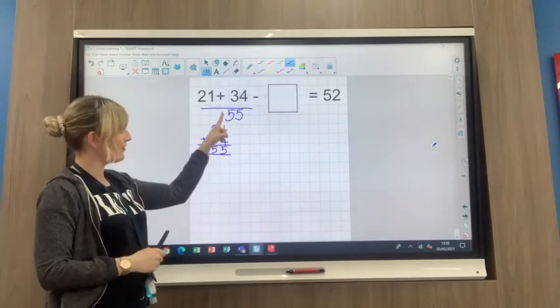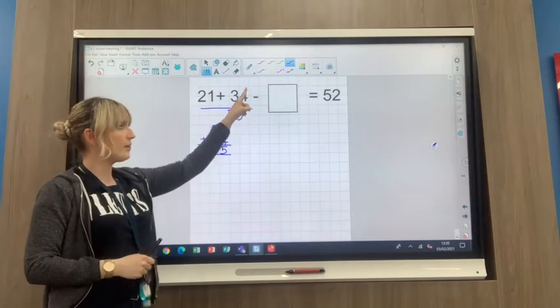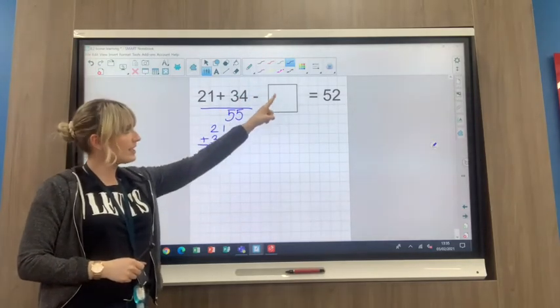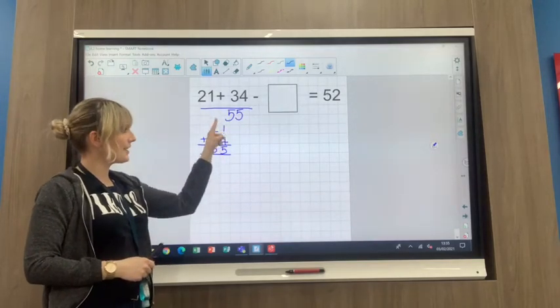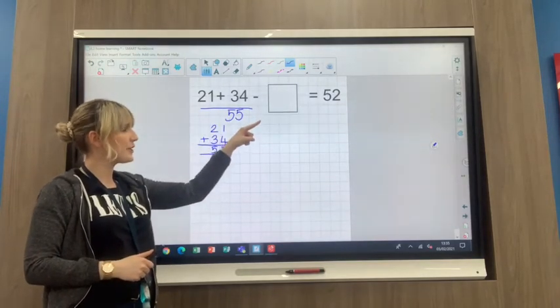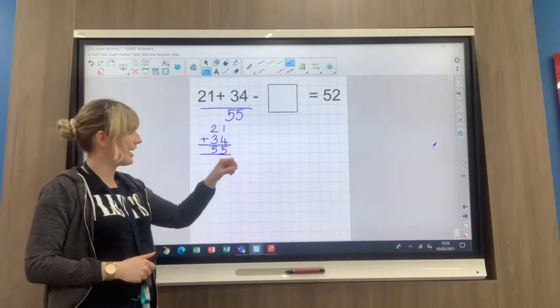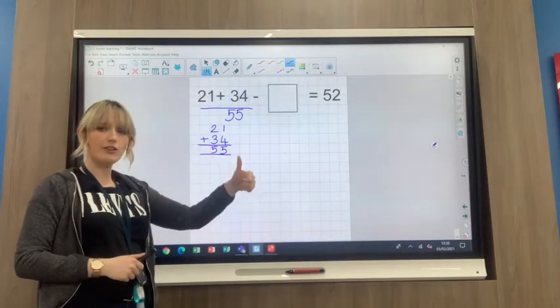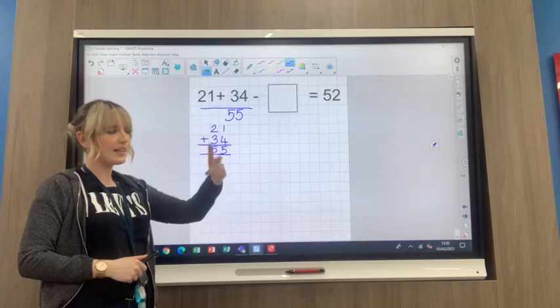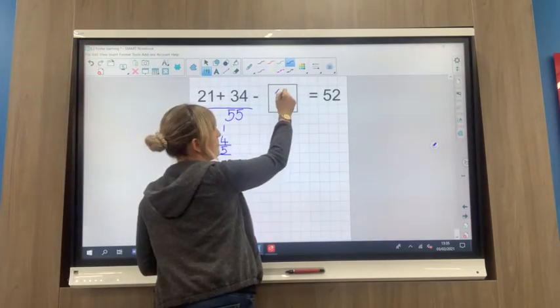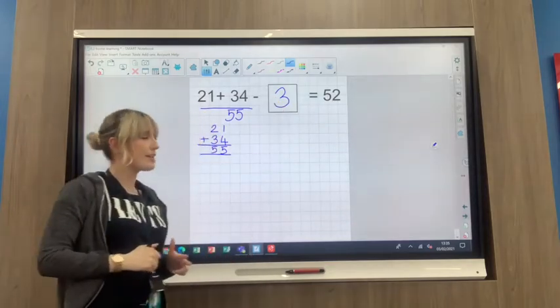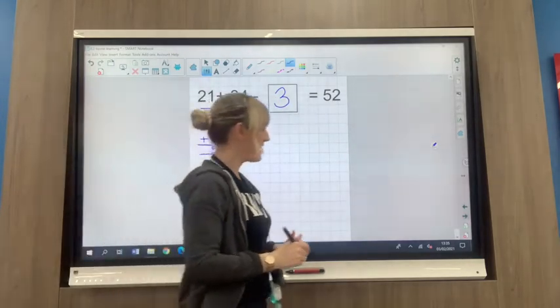So I've got 55, take away something is 52. So how many do I need to take away from 55 to get to 52? So let's count down. 55, 54, 53, 52. Well, I need to take 3 away, so that missing number has got to be 3. Let's look at a different question.